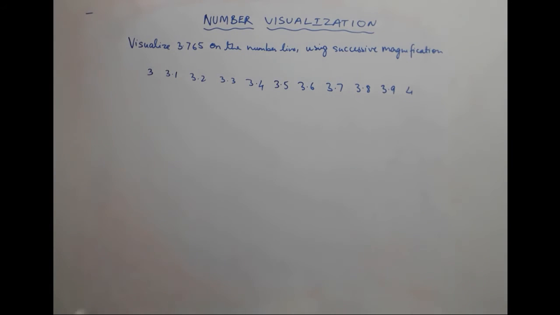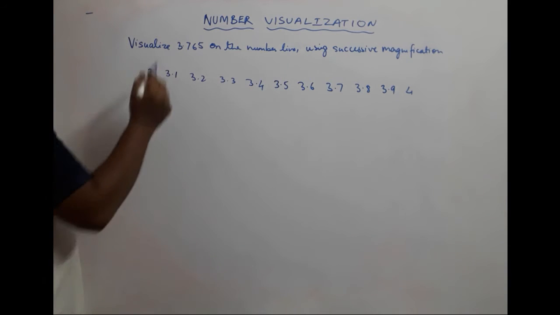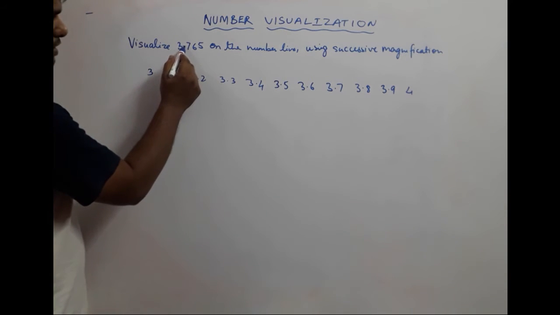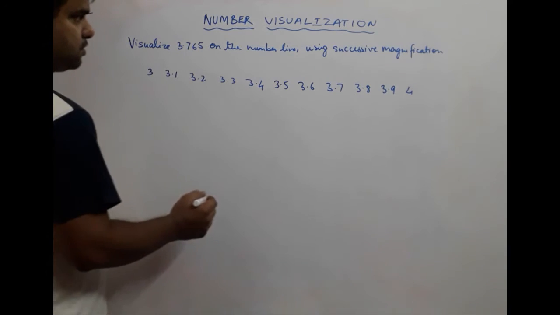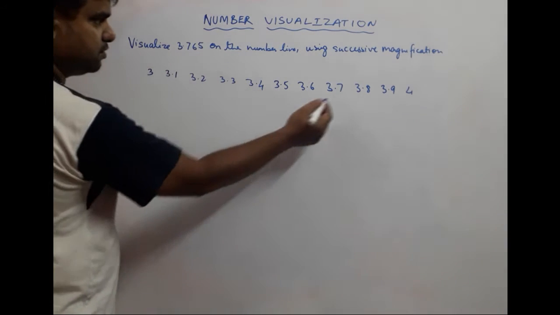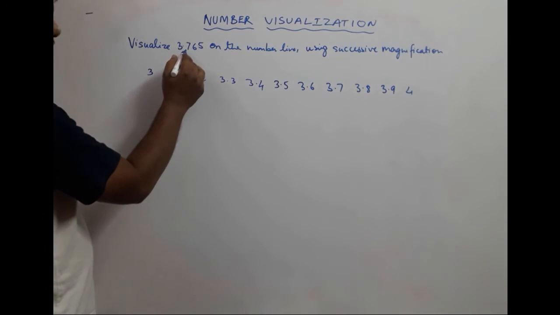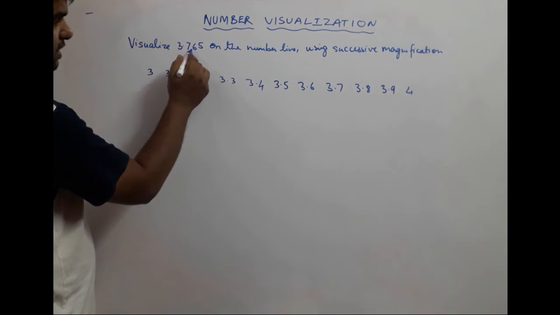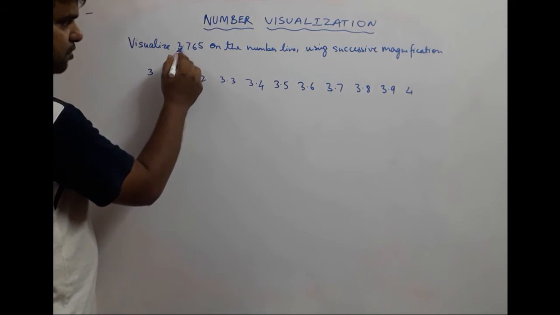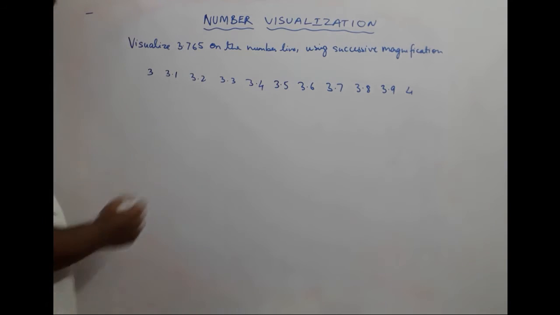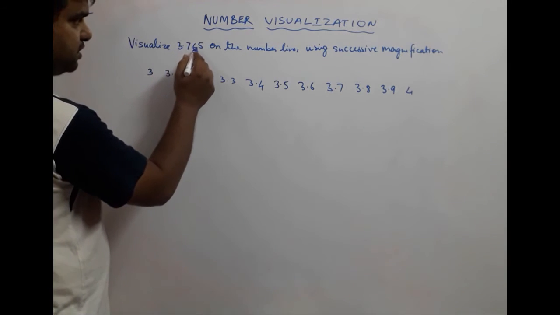Now it says 3.765. Which is the next number? That is the number after the decimal, 3.7, right? So where does 3.7 fall? Here, right? Now where does the next number fall? That is 3.76. That means 3.76 has to fall between 3.7 and 3.8, right? It has to fall between 3.7 and 3.8.